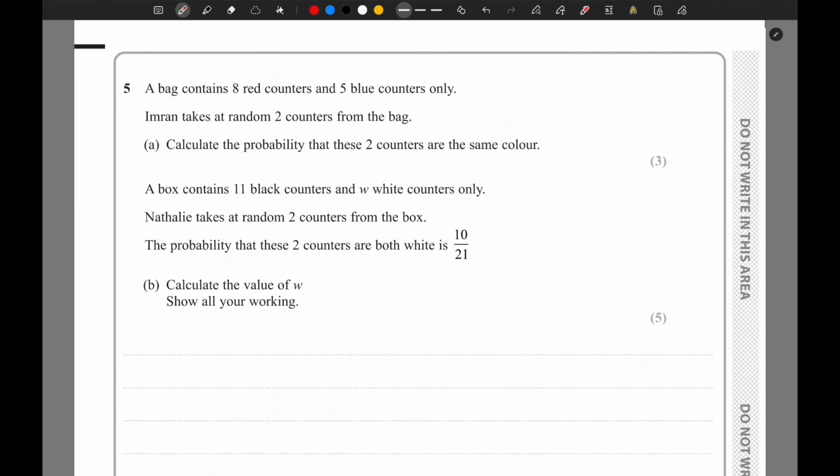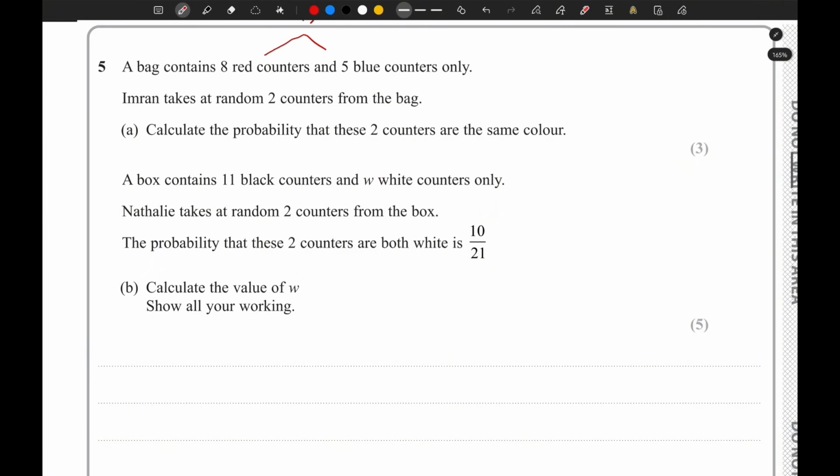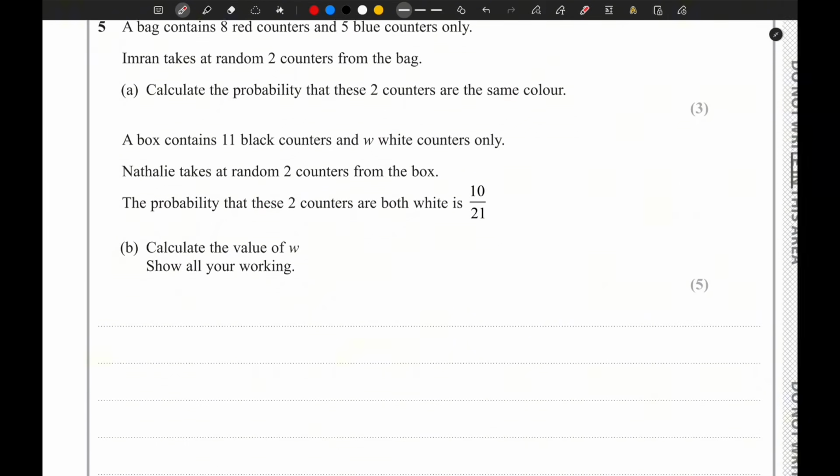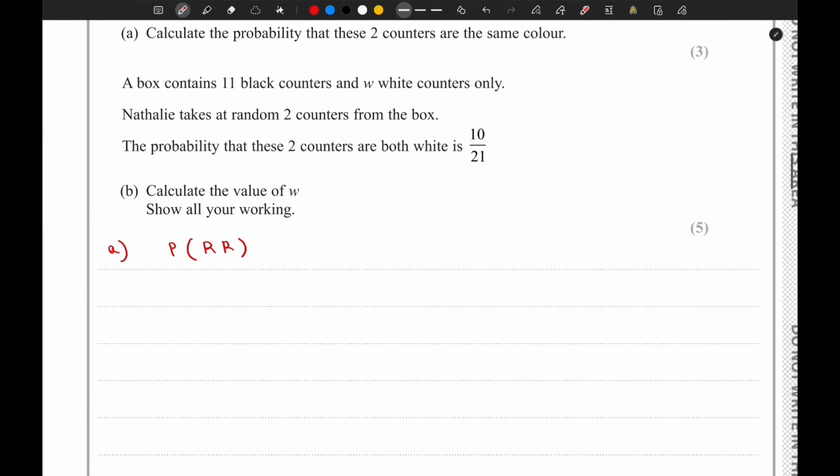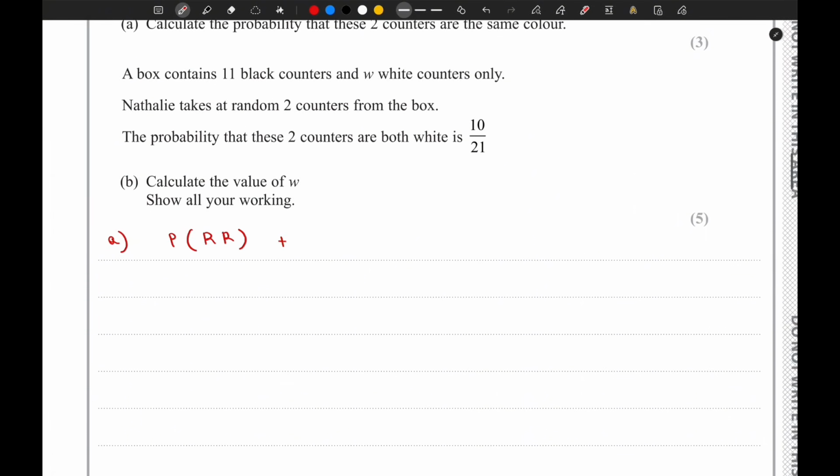Now moving on to the fifth question of the paper. A bag contains 8 red counters and 5 blue counters only, which means that the total number of counters the bag has is 13. Now Imran takes at random 2 counters from the bag. Calculate the probability that these 2 counters are the same color. So let's first find out the combinations. The first counter might be red and the second counter might be red, or the first counter might be blue and the second counter might be blue.